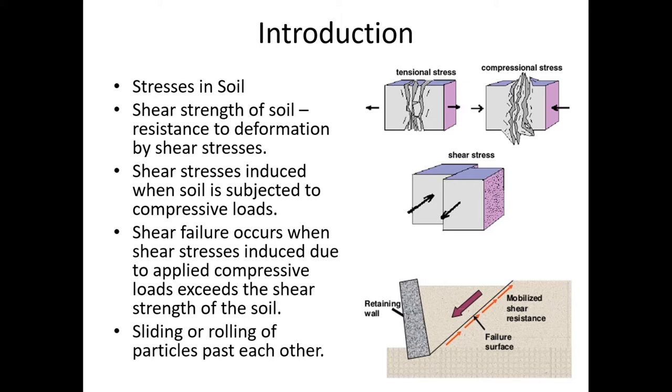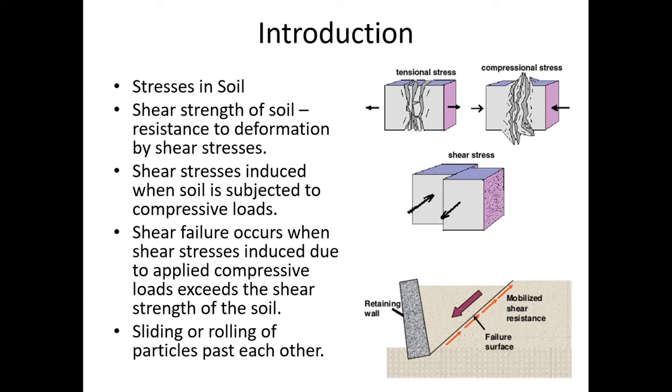In the case of soil, generally the failure is indicated in terms of shear stresses or shear strength, because that is the main strength criteria of soil. How can you define it? You can define it as the resistance to deformation by shear stresses, as you can see in the bottommost figure. You are trying to resist the deformation of the whole soil mass by development of some shear stresses. Once the shear stresses developed are higher than the maximum shear resistance that can be mobilized by the soil, then what happens? Along that failure surface, the soil deforms.